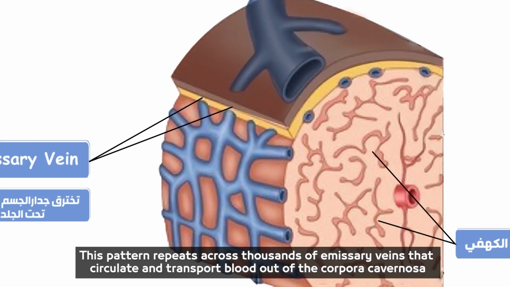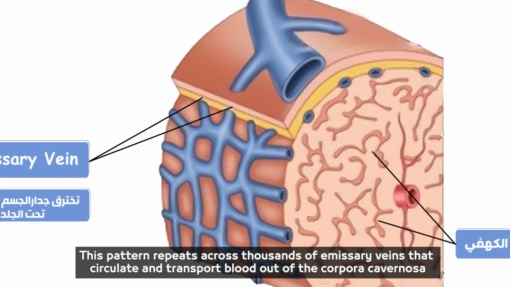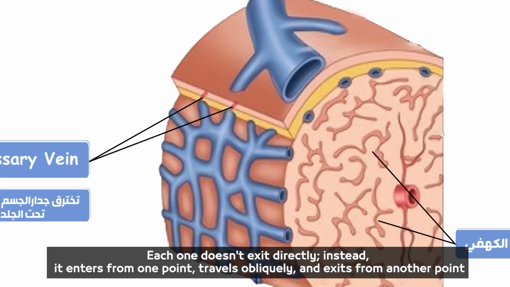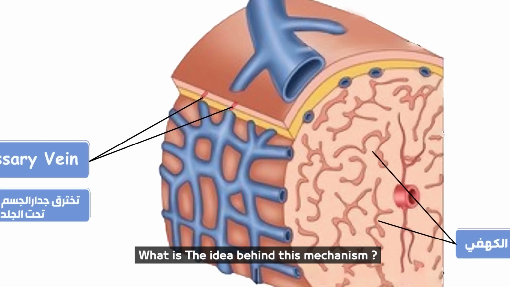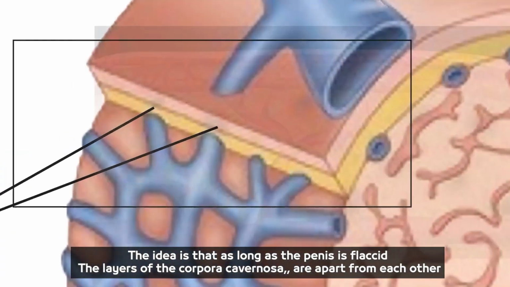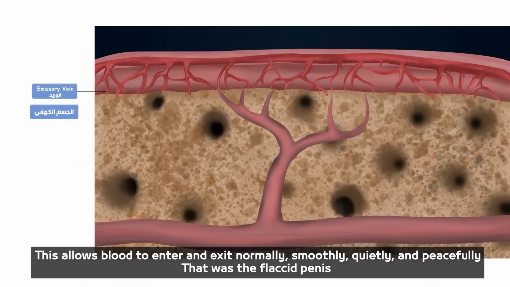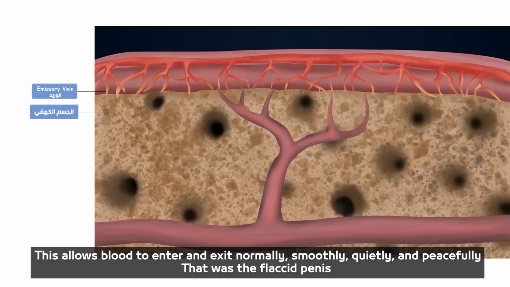This pattern repeats across thousands of emissary veins that transport blood out of the corpora cavernosa. These veins are very fine, resembling hair strands under a microscope. Each one doesn't exit directly. Instead, it enters from one point, travels obliquely, and exits from another point. What is the idea behind this mechanism? The idea is that as long as the penis is flaccid, the layers of the corpora cavernosa are apart from each other. This allows blood to enter and exit normally, smoothly, quietly, and peacefully. That was the flaccid penis.